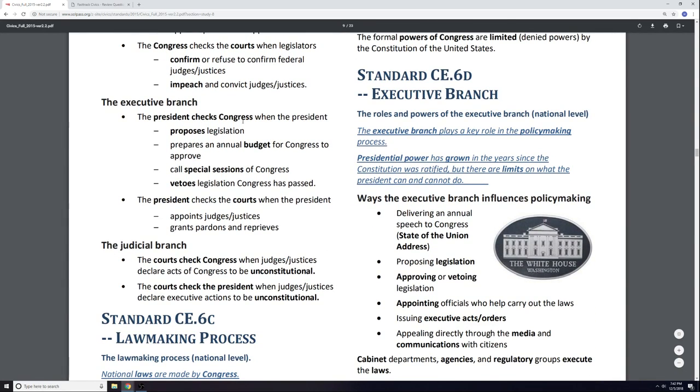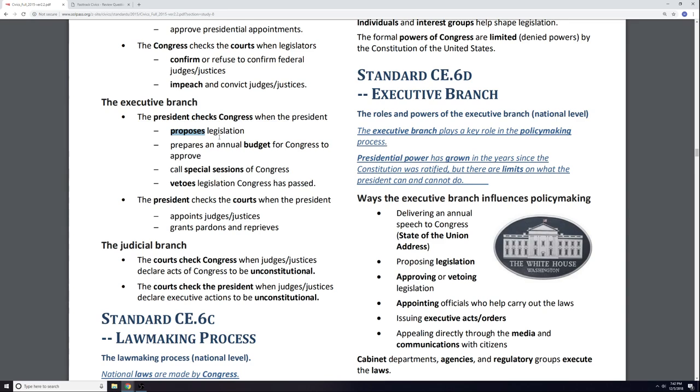Executive branch. Right. That's what we're talking about. President. So this one is a little misleading. Remember what I told you. Let's see if anybody remembers. There is only one time a year the president can propose legislation. Otherwise, never. Whenever you think of making laws, think of legislative. But this one time the president can do it. When is that?